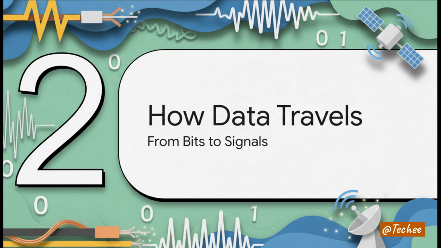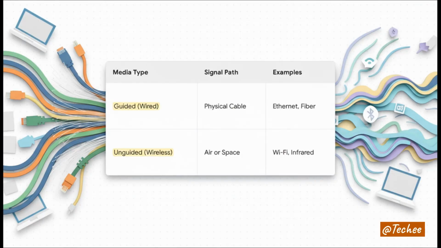All right, so we get it. Layer 1 moves the bits. But how does an abstract idea, like a 1 or a 0, actually travel through a real physical cable, or just fly through the air? Well, it all starts with what we call the transmission medium. This can be guided media, which is just a fancy way of saying a physical cable, like the Ethernet and fiber optic cables you plug into your devices. Or it can be unguided media. Those are the invisible electromagnetic waves of things like Wi-Fi that are zipping through the air all around us.